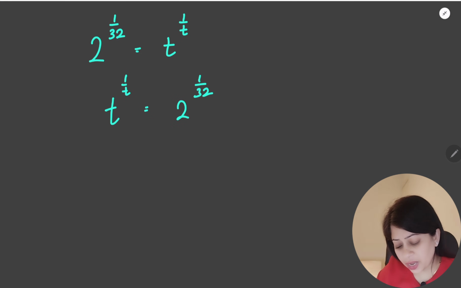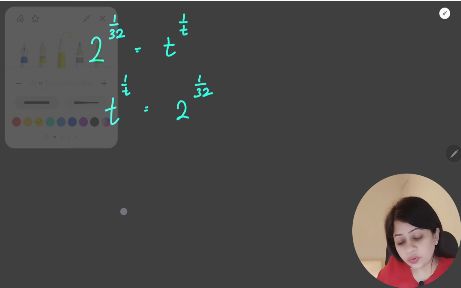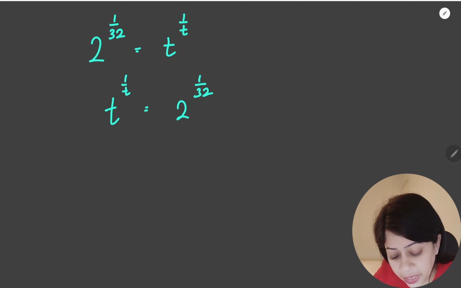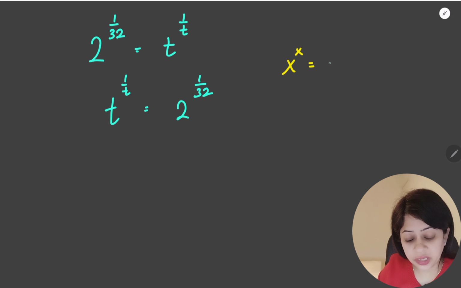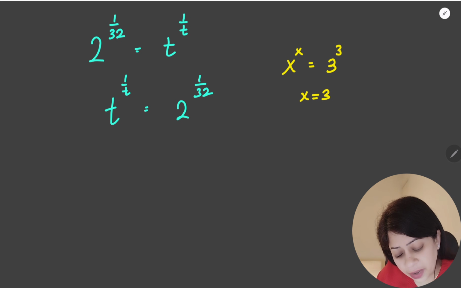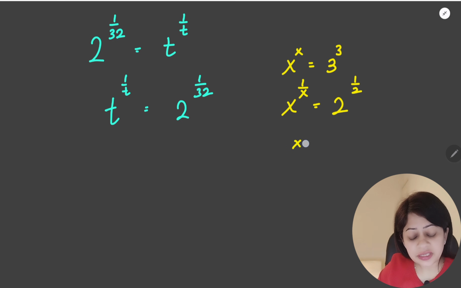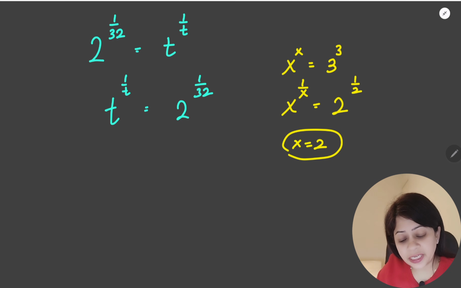So, whenever you have this kind of question, you need to see now this is the important step. Suppose I have x raised to power x and I get 3 raised to power 3. Then I will say x is 3. Okay. Suppose I have x raised to power 1 by x and here I get 2 raised to power 1 by 2. Then I will say x is 2, right? This is how we actually equate the exponents.